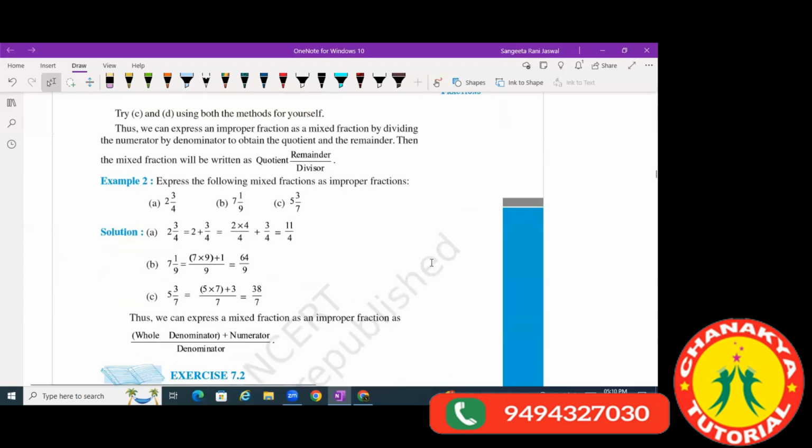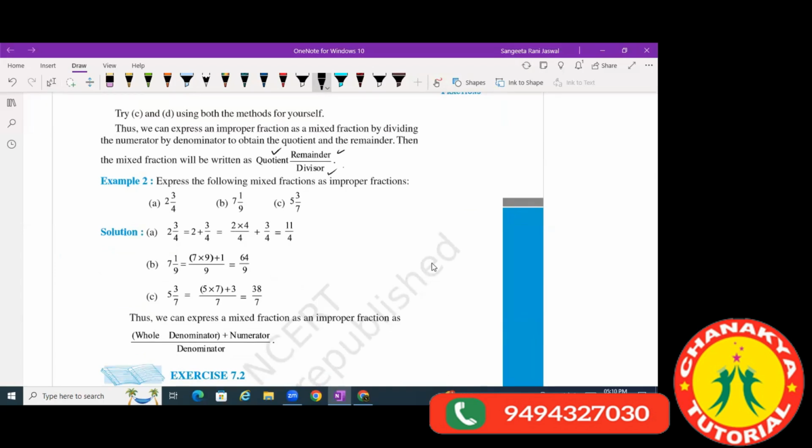Okay, so see children, look here. As you were doing there, you were dividing the number and whatever quotient and remainder you were getting, you were writing in that way. Q, R by D. Is it like this you are writing? So now you need not write this. You have done all this in your previous classes.